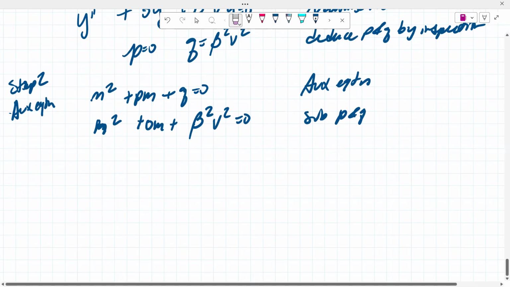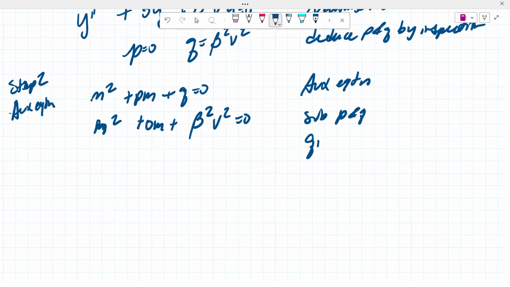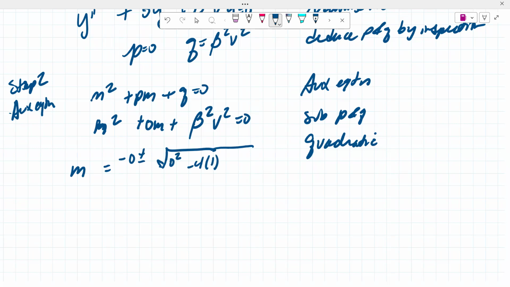It's not very neat. Let me try to write neater. Quadratic. So we have m equals negative 0 plus or minus root 0 squared minus 4 times 1 times beta squared v squared, all over 2 times 1. So now we're going to just simplify this.